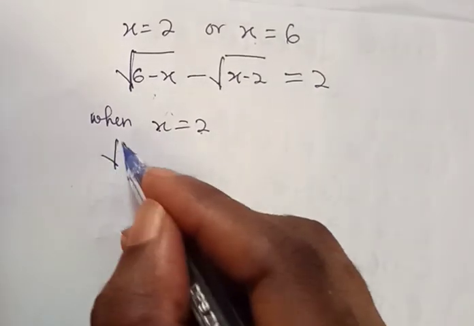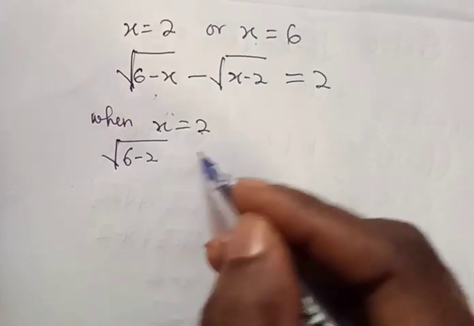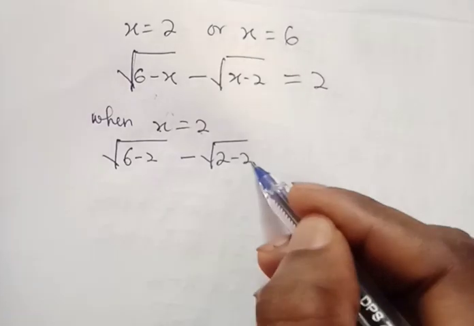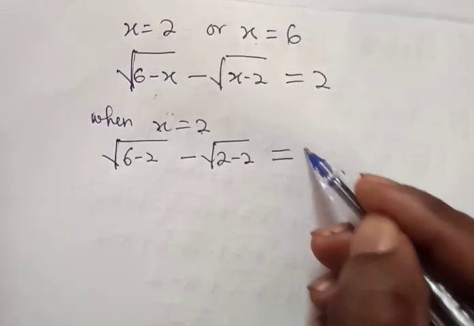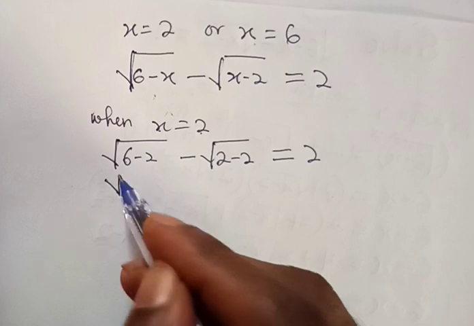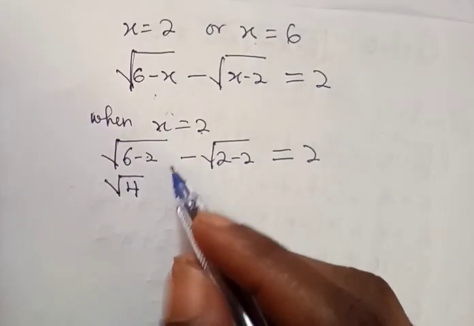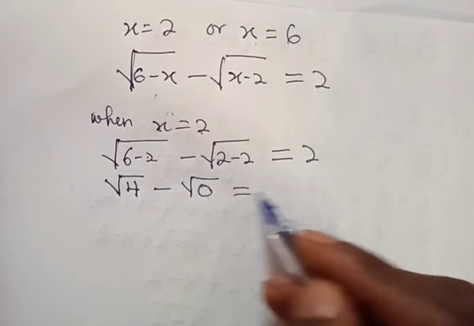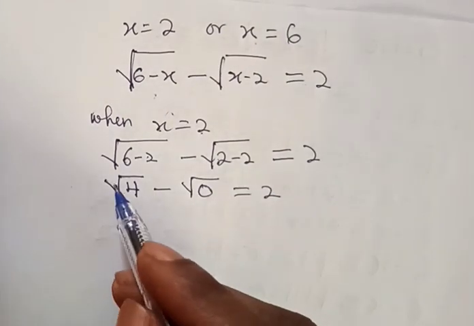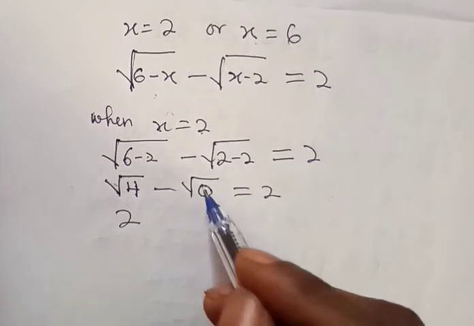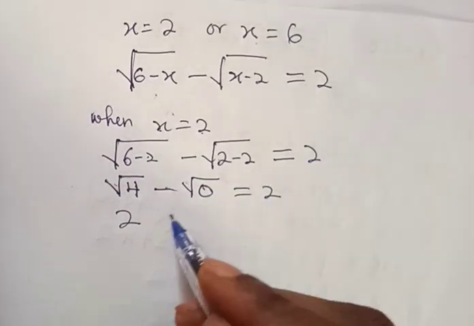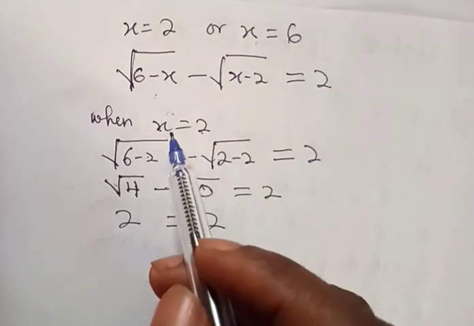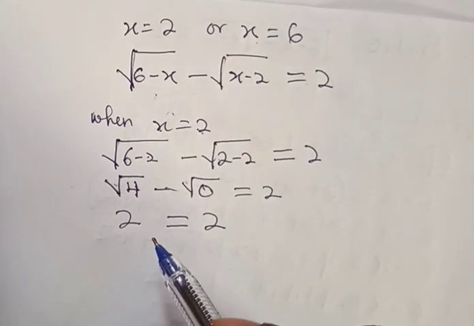Good. So I will write my square root of 6 minus 2 minus square root of 2 minus 2, which is equal to 2. So we have here 4, because 6 minus 2 is 4, minus 0, which is equal to 2. Now square root of 4 gives me 2. And we know that square root of 0 is 0. So this one will go, and then we have 2 here. So it means x equals 2 satisfies the condition.